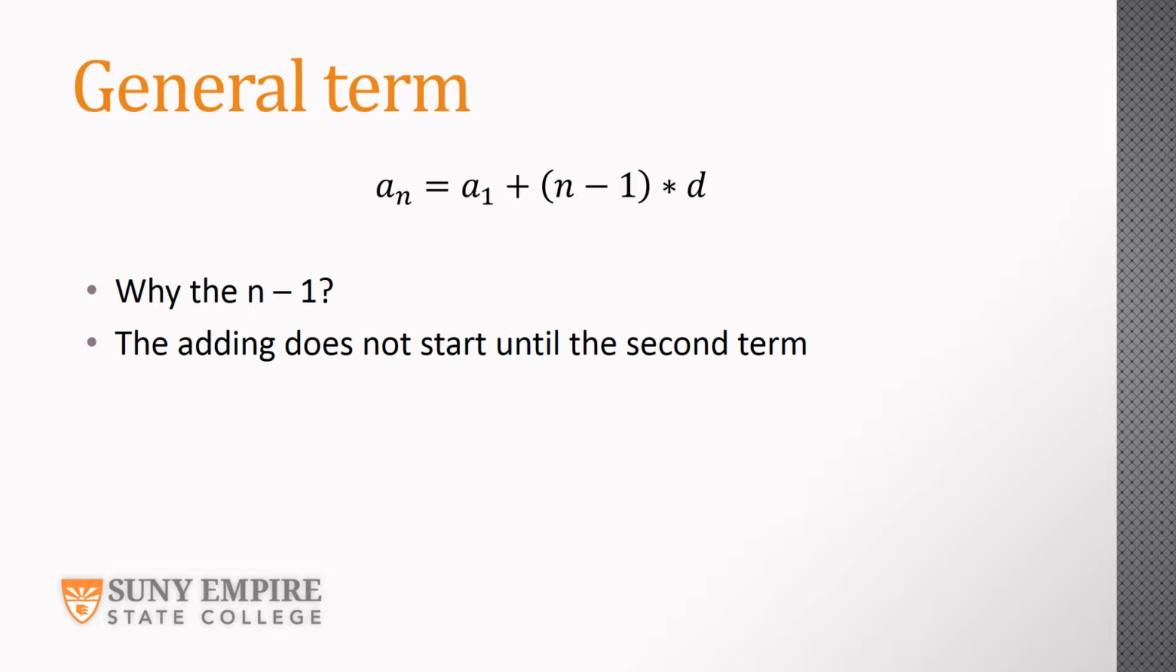We don't want to find all 49 previous terms. Luckily, there is a nice formula to find any term in an arithmetic sequence. A sub n, the nth term in the arithmetic sequence, equals a sub 1, the first term in the sequence, plus the quantity n minus 1 multiplied by the common difference d. Where does the n minus 1 come from? Recall that we don't actually start adding in the common difference until the second term in the sequence. So any term will have n minus 1 copies of the common difference added in.